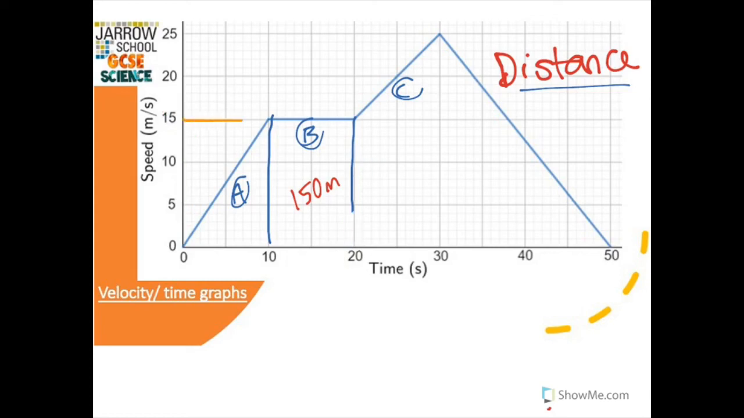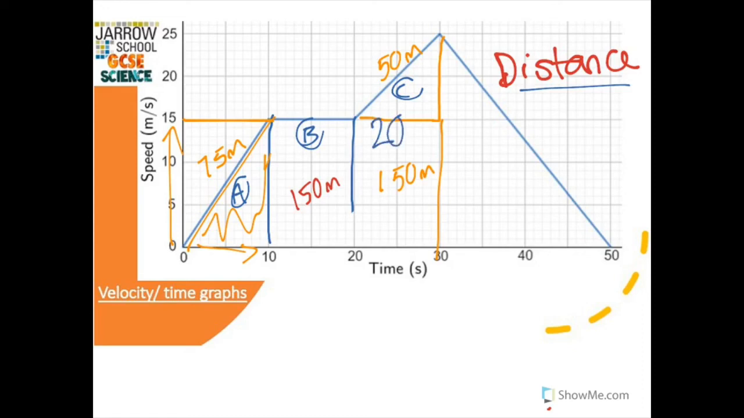Part A is a triangle. So if it was a rectangle, you would be doing 15 times 10, but it's not. We'll have to half that because it's just a triangle. And if you did that, you should have got 75 meters. On part C, what most students like doing is separating these into the two shapes. So here on top, we've got a triangle, and that has an area of 50 meters. Underneath that, the rectangle, just like B, has a distance of 150 meters. So together on part C, they have a combined distance of 200 meters.